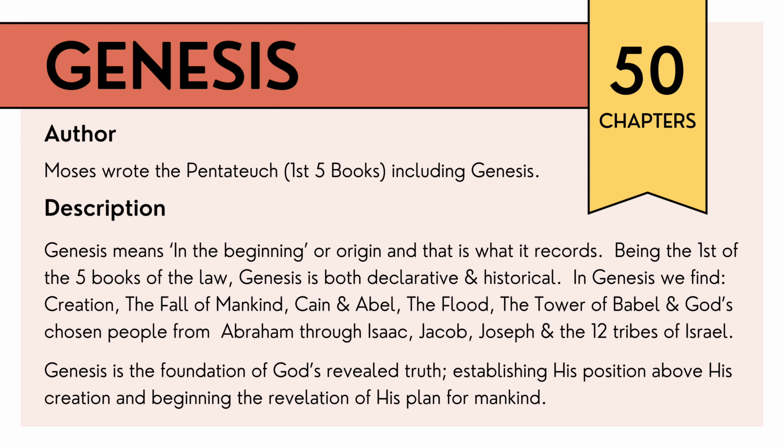Now this is the history of the generations of the sons of Noah and of Shem, Ham, and Japheth. Sons were born to them after the flood. The sons of Japheth were Gomer, Magog, Madai, Javan, Tubal, Meshech, and Tiras. The sons of Gomer were Ashkenaz, Riphath, and Togarmah. The sons of Javan were Elisha, Tarshish, Kittim, and Dodanim.